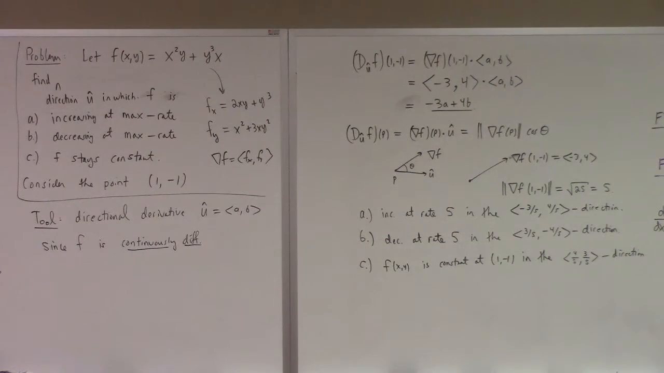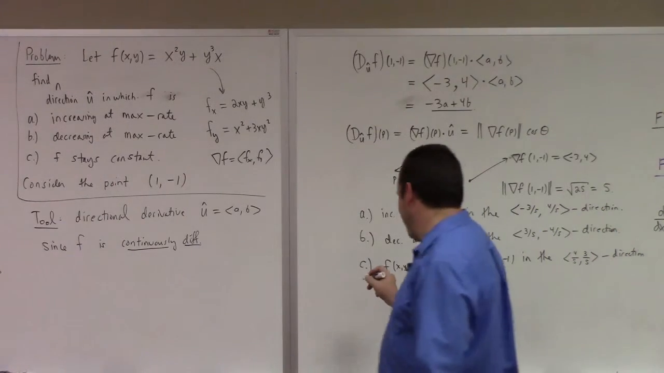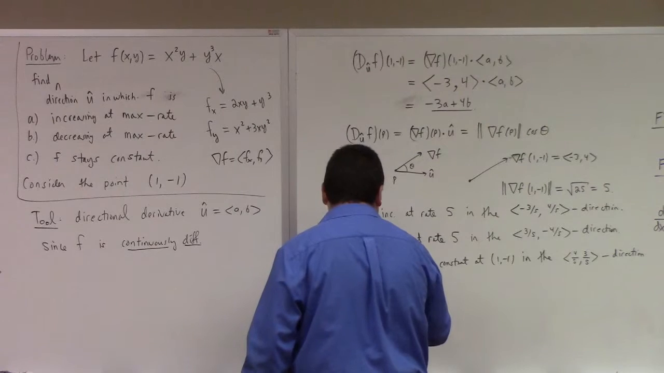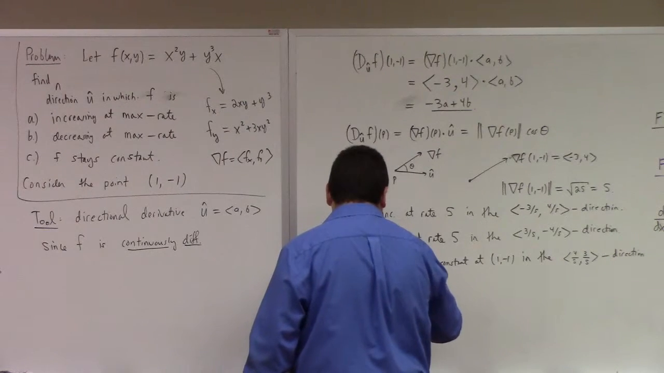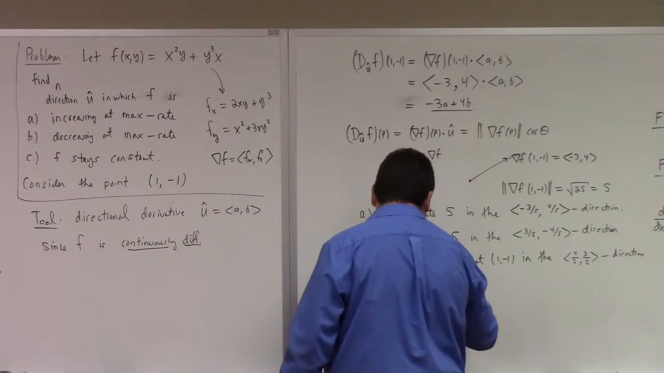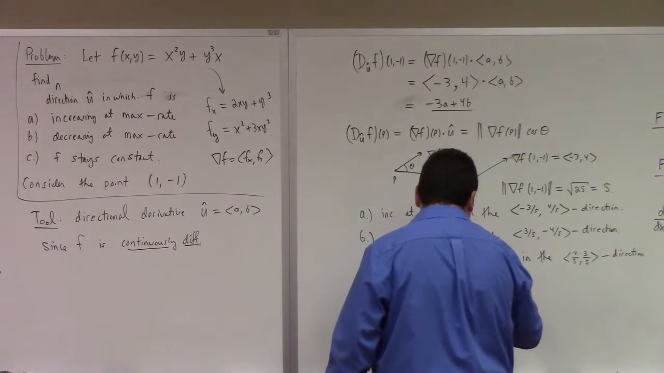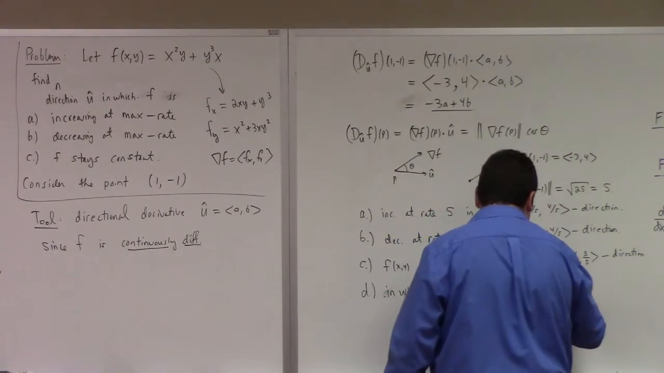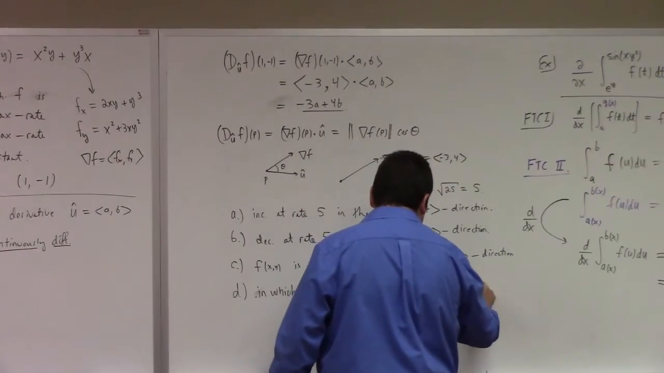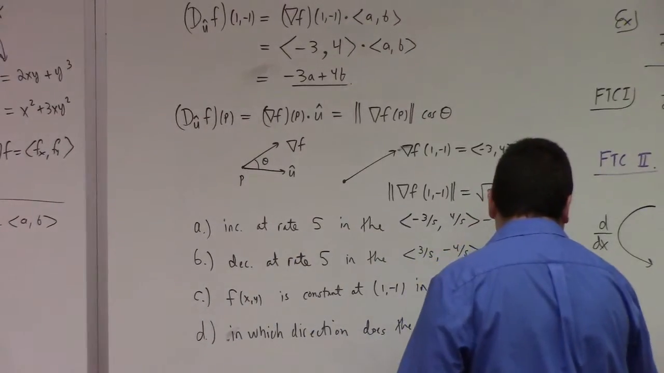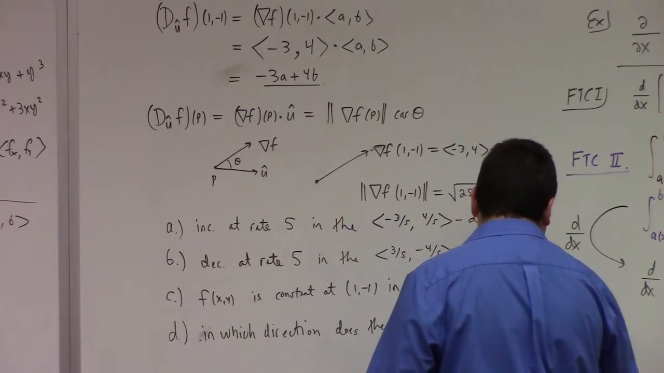What if I was to ask you something nastier? These are easy. Here's something unpleasant. In which direction does f change at rate 4? At the point (1, -1).